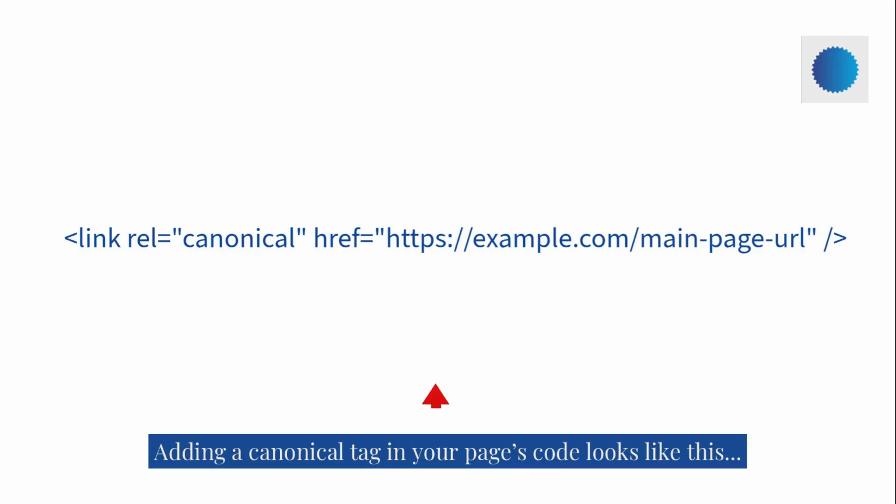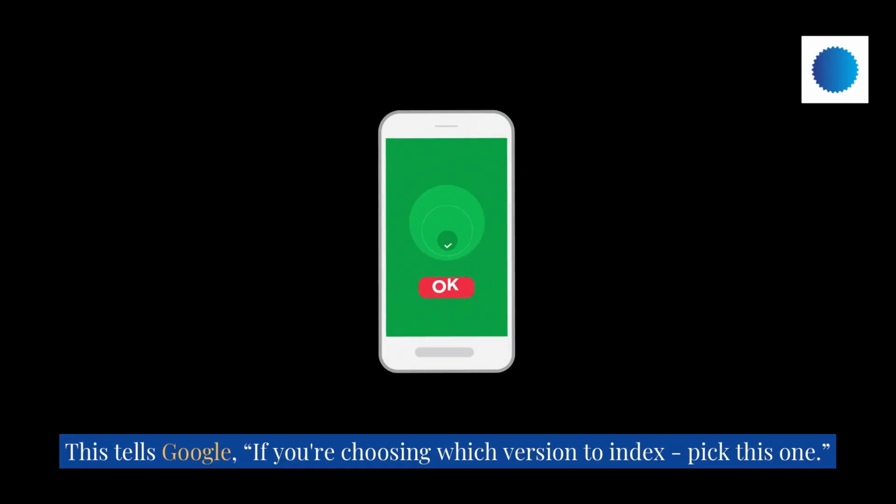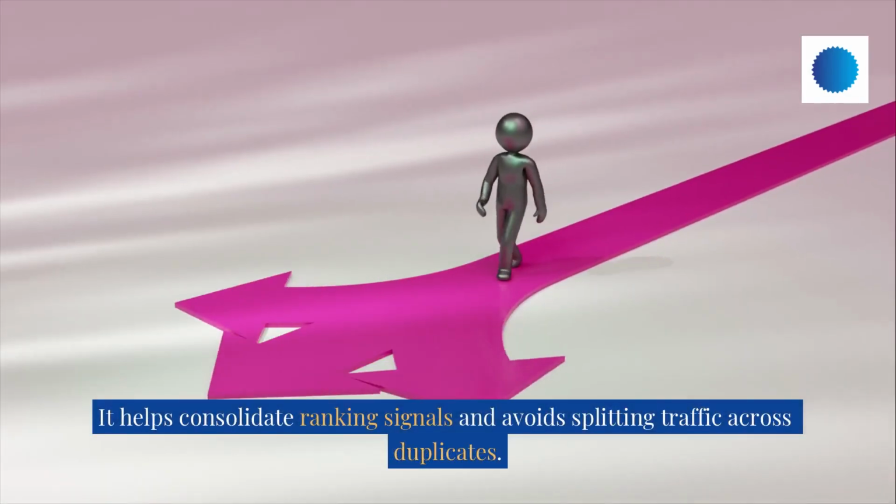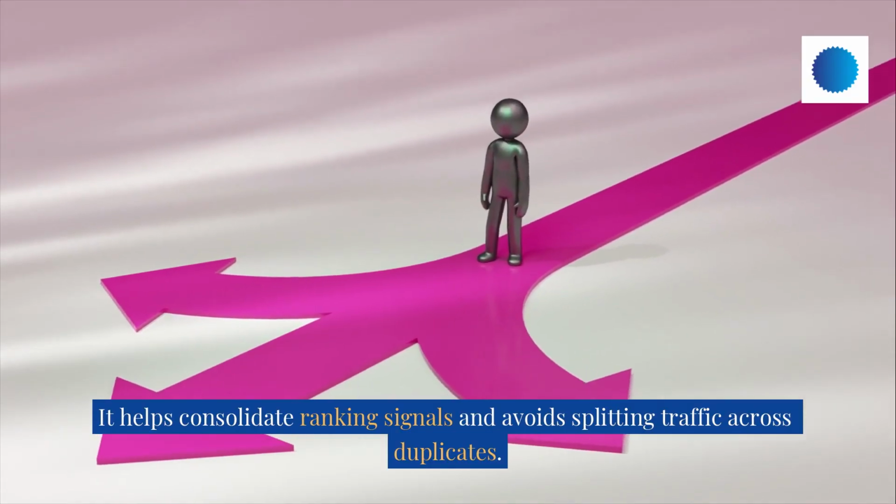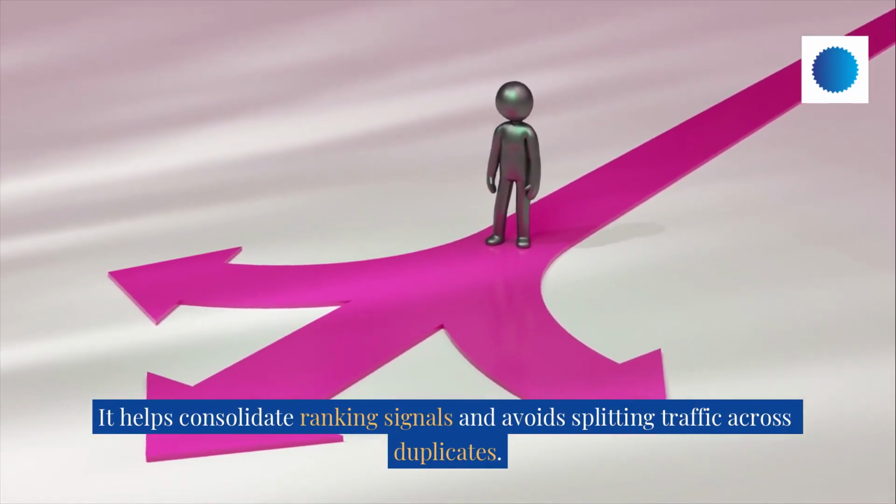Adding a canonical tag in your page's code looks like this. This tells Google, if you're choosing which version to index, pick this one. It helps consolidate ranking signals and avoids splitting traffic across duplicates.